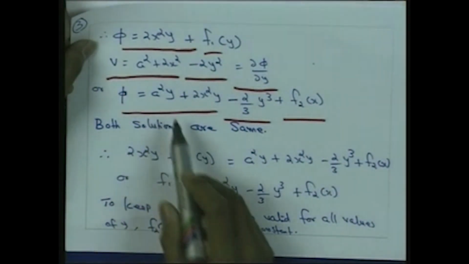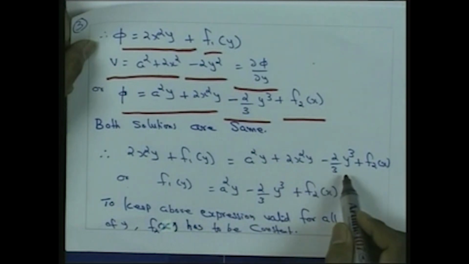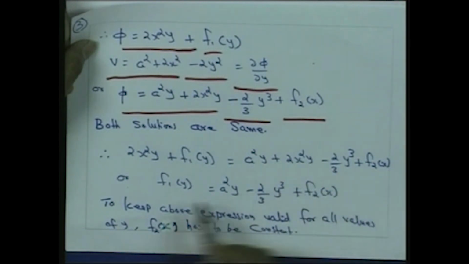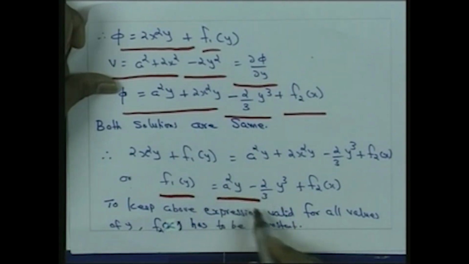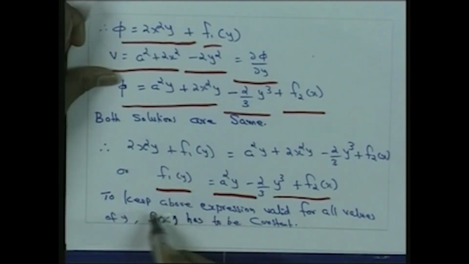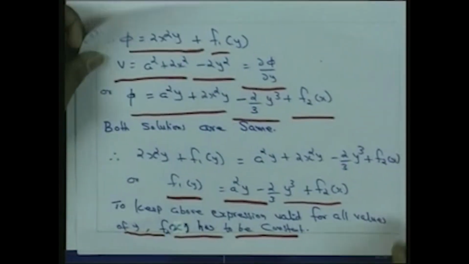So we can write 2x square y plus f1(y) is equal to x square y plus 2x square y minus 2 by 3 y cube plus f2(x), or we will get f1(y) equal to x square y minus 2 by 3 y cube plus f2(x). To keep the above expression valid for all values of y, f2(x) has to be constant in this equation, so that finally we can write the velocity potential phi as x square y plus 2x square y minus 2 by 3 y cube plus constant.